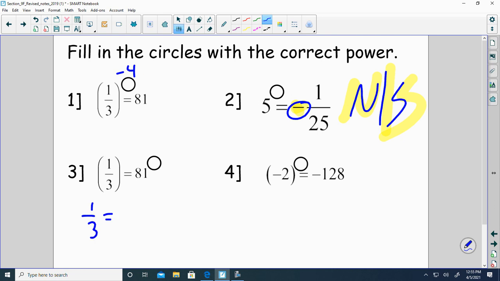Let's change 81 to 3 to the 4th power, because 3 times 3 times 3 times 3 is 81. I'm sorry, I don't know what I was thinking. That trip must have been a little bit better for me than we would have thought. All right, so what do you think?